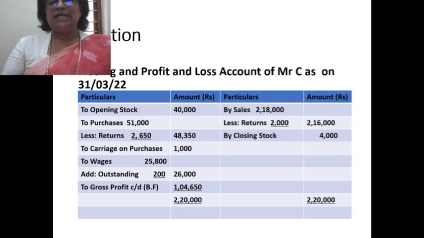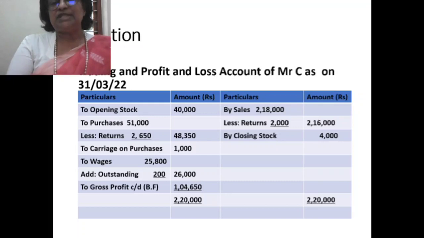Now you have to balance the debit side. You will get 1,04,650. Since it's profit, it will be transferred to the credit side of the profit and loss account. If it was a loss, it would have been the opposite adjustment. That is, it will come in the debit side of the profit and loss account.